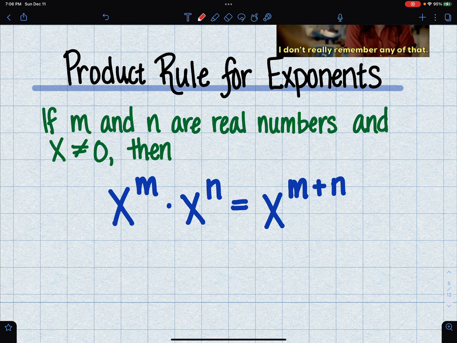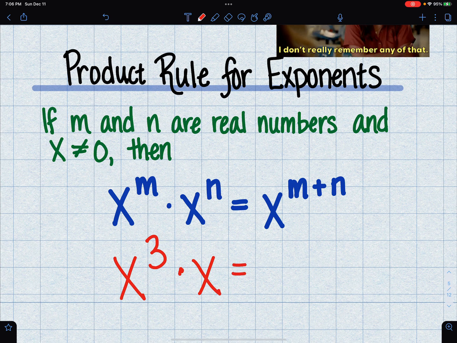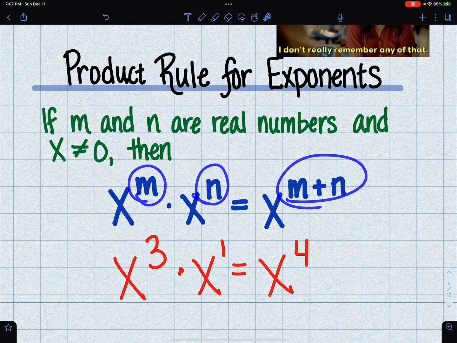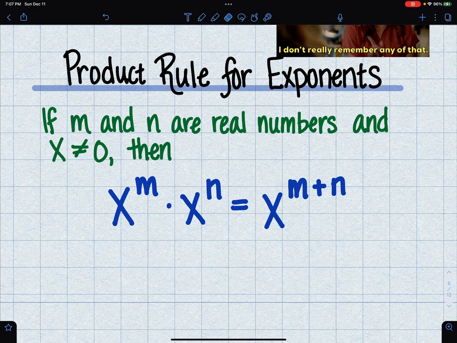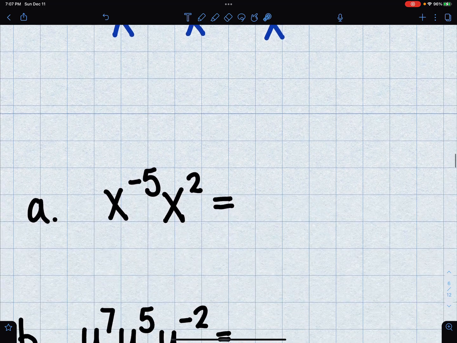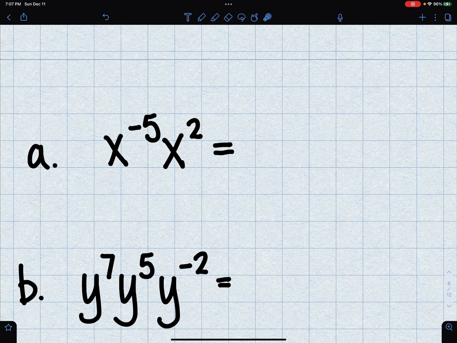So if you have x cubed and you're multiplying it by another x, which is just a 1, you're going to end up with x to the 4th. How did I get that? Because I just added up these exponents. That makes complete sense. But what if you've got a problem and you end up with a negative exponent here? Does the product rule for exponents still work? And the answer is yes. Let's show it. Let's do some examples here.